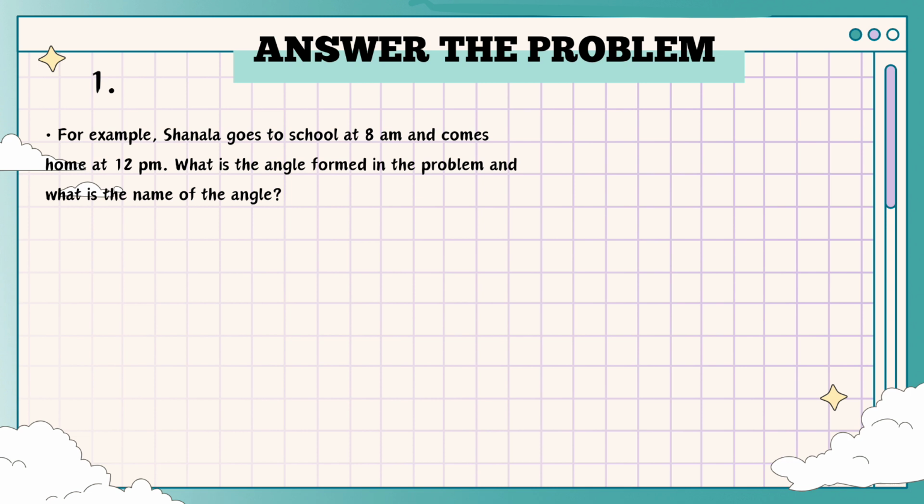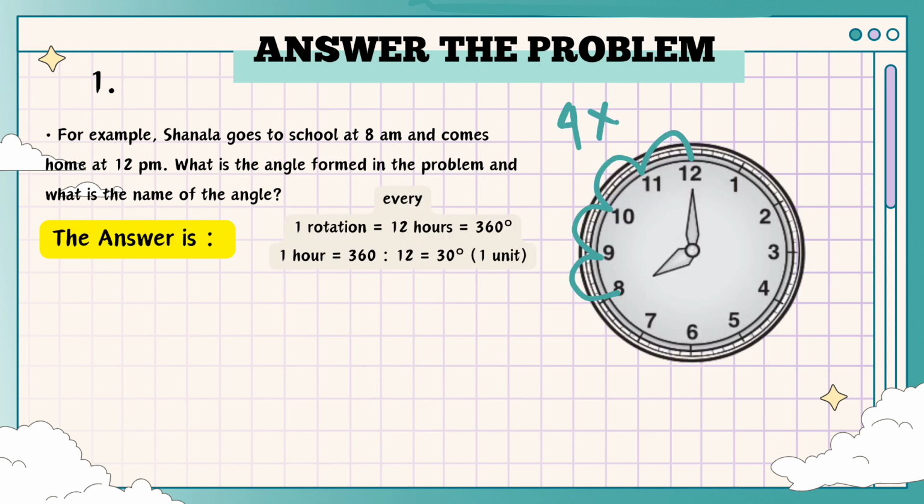Let's just solve the problem that we previously discussed. For example, Shanala goes to school at 8 a.m. and comes home at 12 p.m. What is the angle formed in the problem and what is the name of the angle? The answer is, in terms of angles, one full rotation is equal to 12 hours, which means 360 degrees. And 1 hour equals 360 degrees divided by 12 hours, which equals 30 degrees. 30 degrees is the unit for calculating angles in this problem.